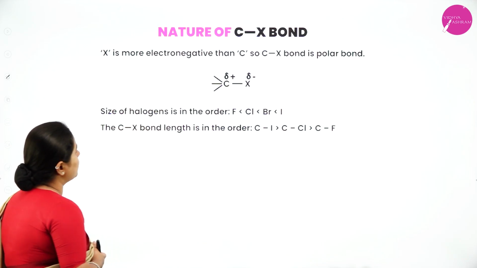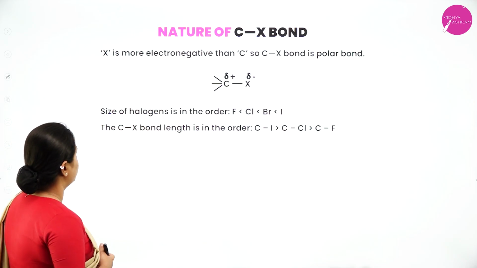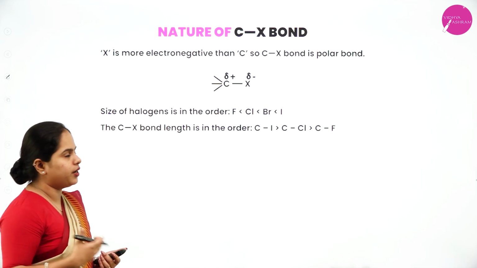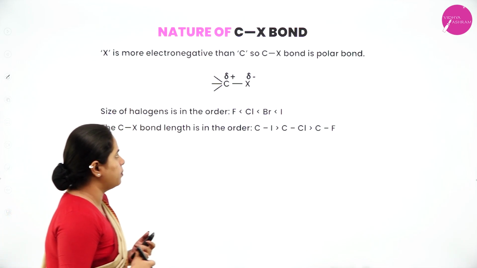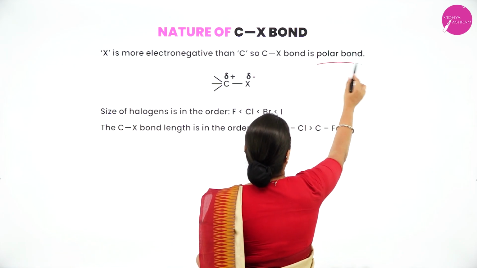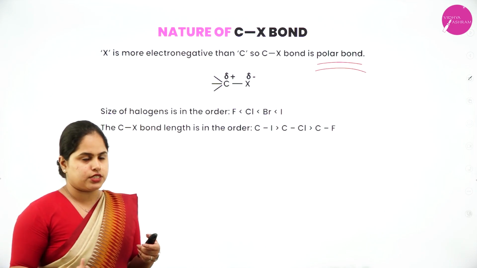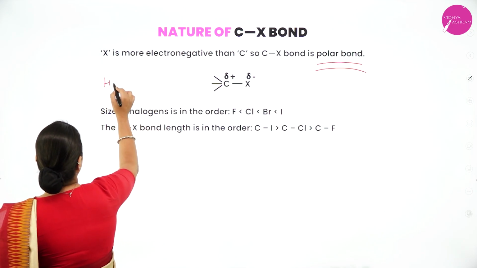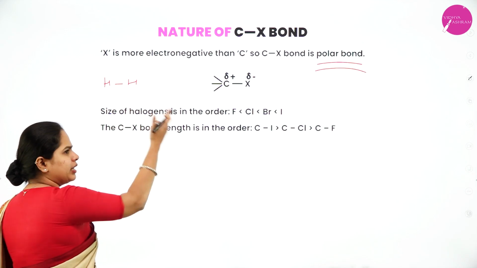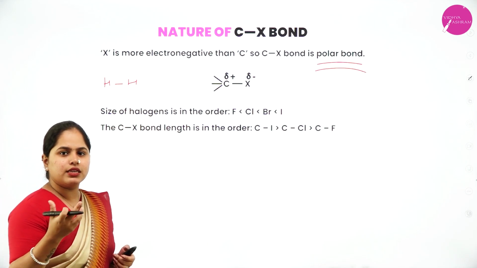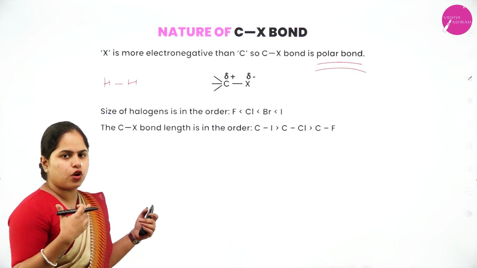Now, moving on to the next one, the nature of the carbon-halogen bond. So, halogen, the X stands for halogen: fluorine, chlorine, bromine, iodine. It is more electronegative than carbon. So, the carbon-halogen bond is a polar bond. It is a polar bond because there is an electronegativity difference there. So, if I am considering hydrogen and hydrogen, there is no electronegativity difference. They are both the same atoms. So, in that case, there is no electronegativity difference. It is a non-polar bond.